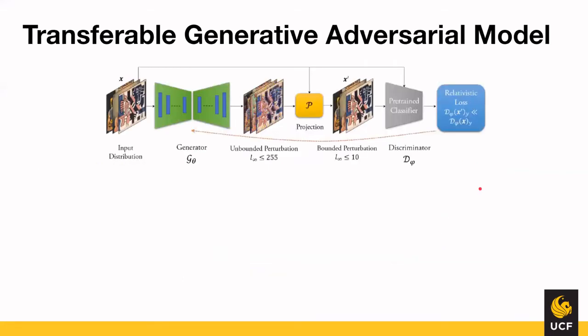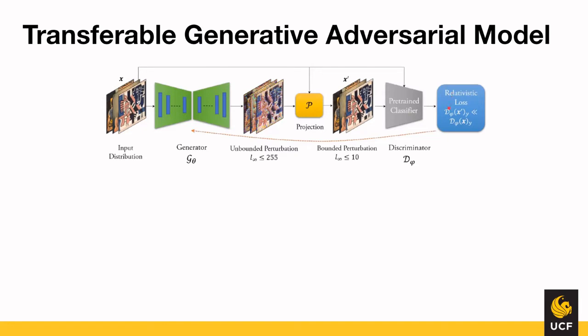Looking into the algorithm and the model itself in much more depth, we have the input distribution, which is our data set, which can be paintings, medical images, or anything. And we send it through the generator. Now the generator predicts unbounded perturbations that go beyond the budget that we have. And we project it back onto the L infinity norm. Then we send this generated example to the pre-trained classifier, and whatever output the pre-trained classifier gives is then sent to the relativistic loss.